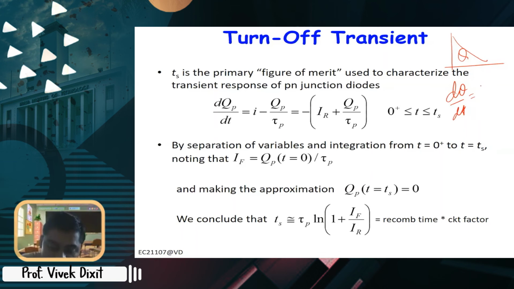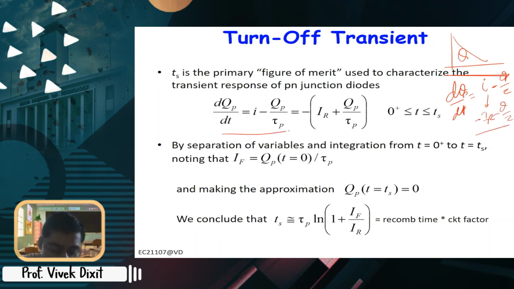dq by dt is charge supplied. So in forward bias, the current is flowing in, it is supplying the charge, minus recombination. Recombination is q by tau, right? This is qp, so q by tau. Now in reverse bias, this charge is, instead of supplied, extracted, right? So you can write IR with a minus sign because charge is extracted, minus q by tau.